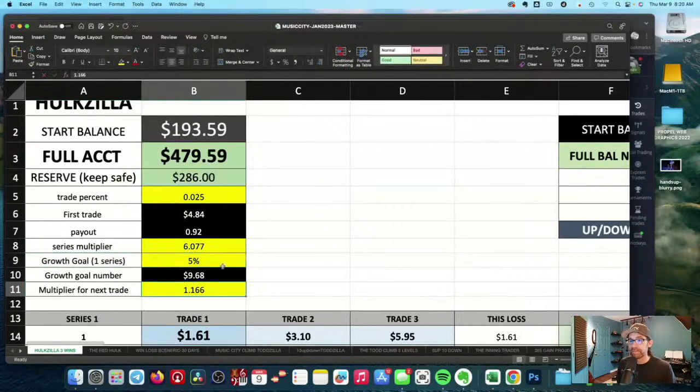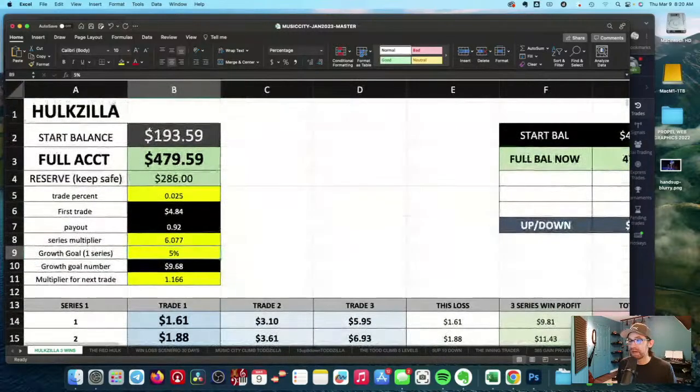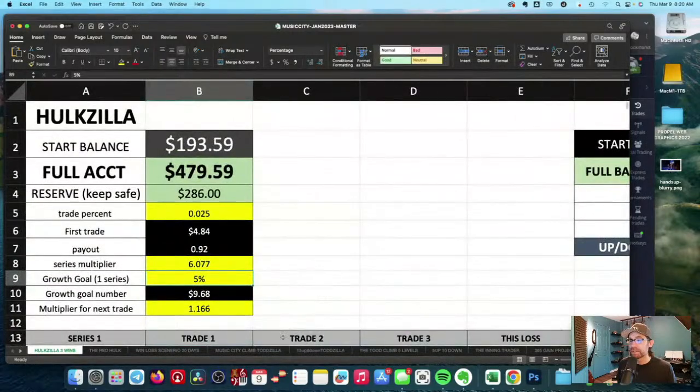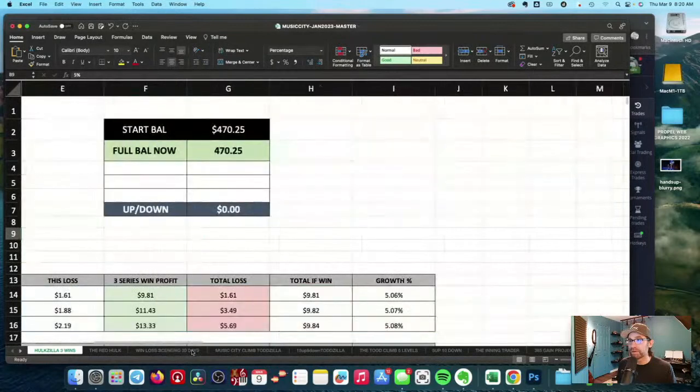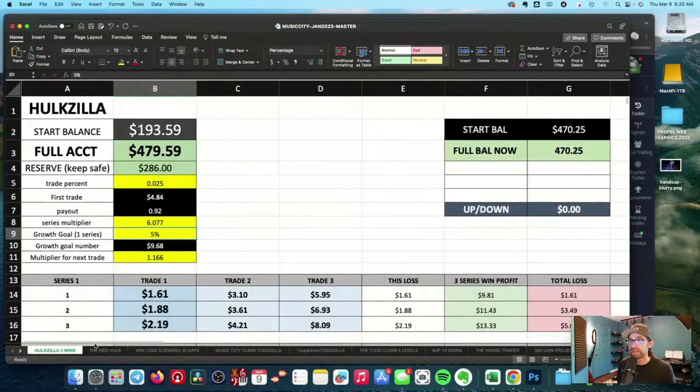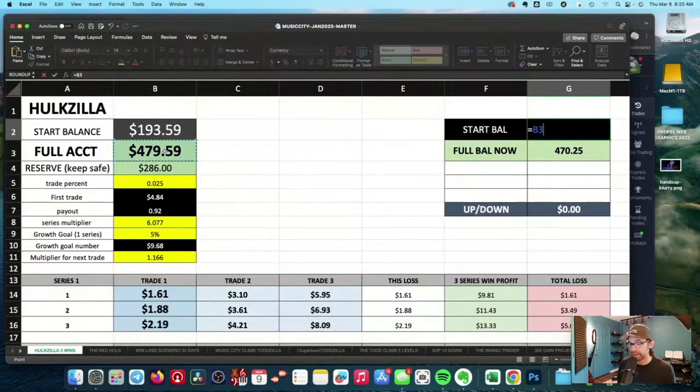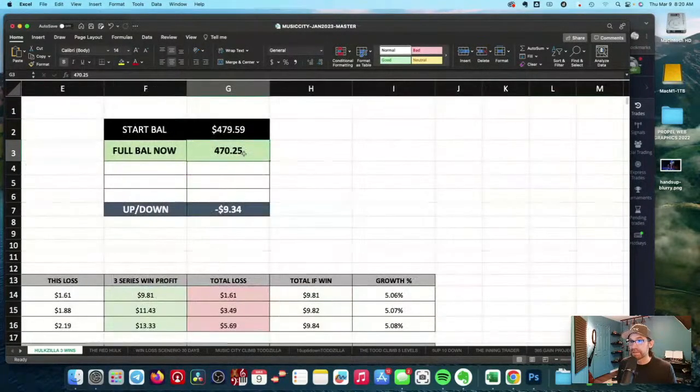All of this is just technical math, but really what we're doing in this chart, and it's not going to change, is going to be 5% growth per series. So if we get a 3 series win, we're going to have 5% growth. So then I go over here, and that number should translate over to 479. I think I messed it up. So whatever it is, my starting balance is 479 for today. So now I'm going to type in what I have, 479.59. So I'm going to start there.